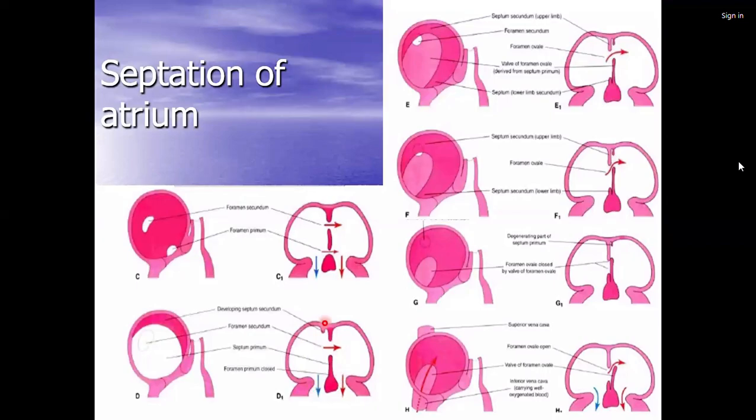Or the septum secundum does not also reach in this position. So we refer to that as ostium secundum defect. But very commonly, we normally have the foramen ovale being open, and therefore we have a patent foramen ovale as a defect.